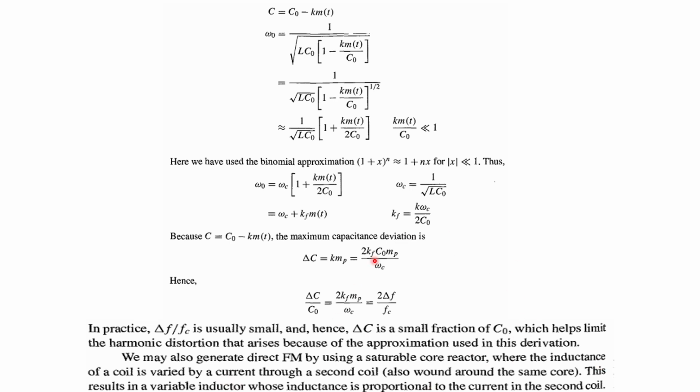Apart from the variation in C, you can also vary the inductance, where the inductance of a coil is varied by a current through a second coil. This results in a variable inductance whose value is proportional to the current in the second coil. That is also possible using the saturable core reactor.